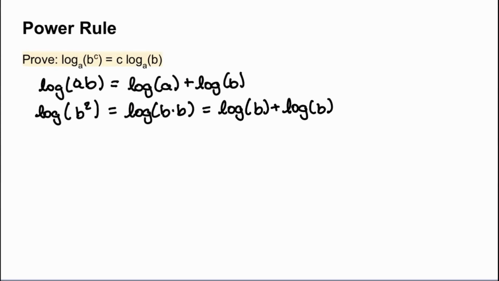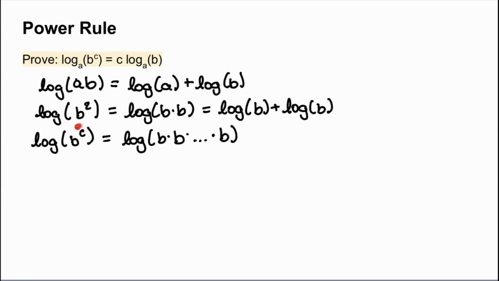But instead of using an exponent of 2, let's make it any number c. It's going to be some unknown c. Log of b to the c power is going to be equal to log of b times whatever number is specified by the c. The c tells us how many times b is being multiplied by itself.